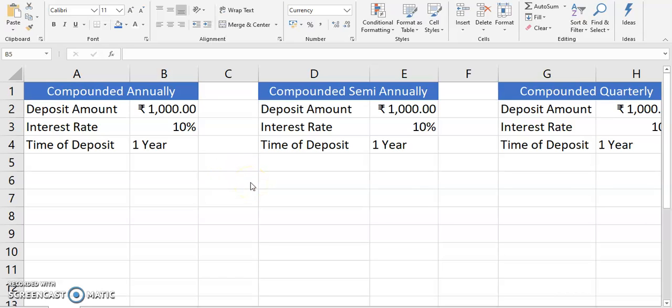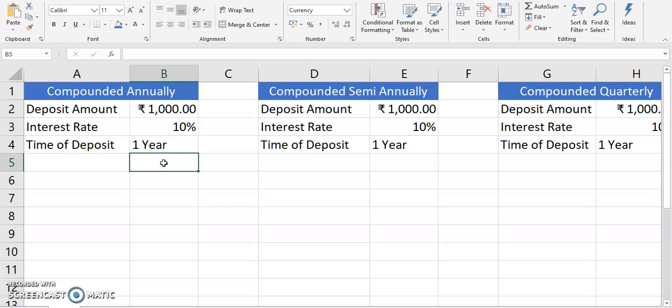In this video, let's learn how to calculate future value in Excel. It is very easy to calculate future value in Excel. Let's consider deposit amount rupees 1000, interest rate 10%, time of deposit 1 year. Let's say if I deposit 1000 rupees in a bank at an interest rate of 10% for 1 year, how much I will receive at the end of the year, that is future value.